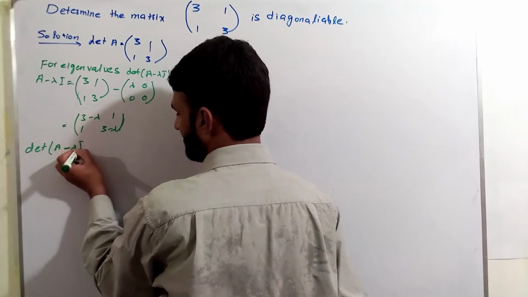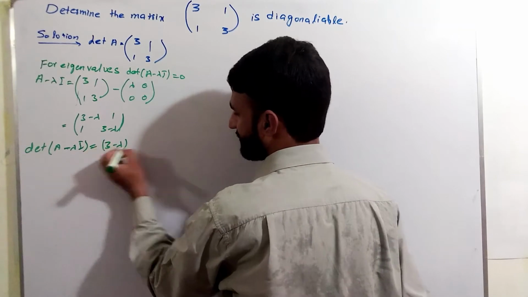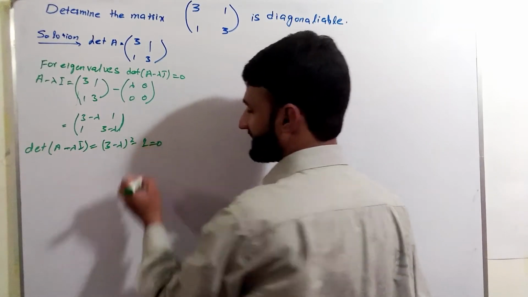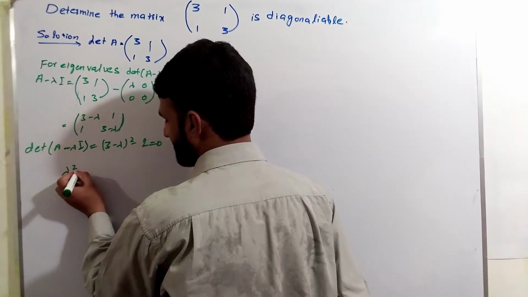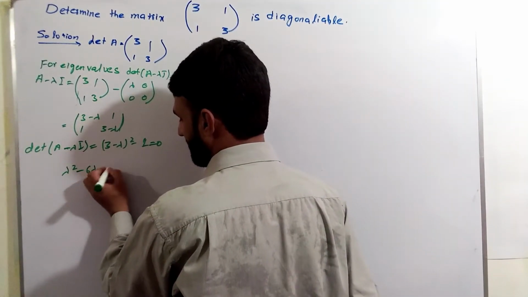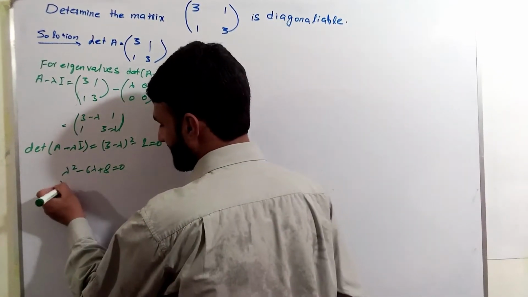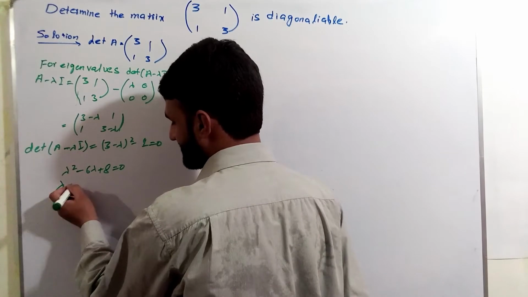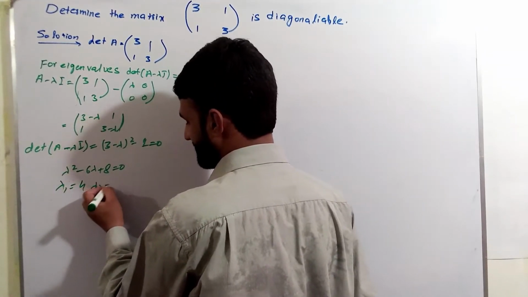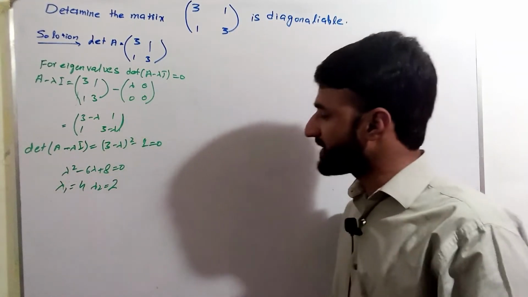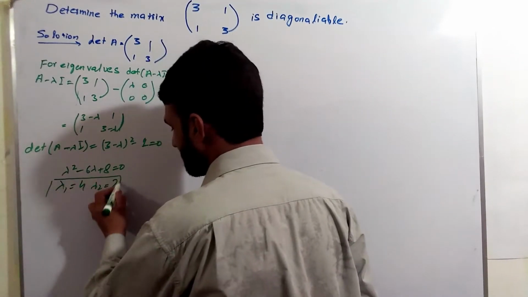The determinant is (3 minus lambda) squared minus 1, which is equal to 0. We can write this equation as lambda squared minus 6 lambda plus 8 equals 0. If we solve this, we obtain lambda 1 equal to 4 and lambda 2 equal to 2, right? We have obtained two eigenvalues, which are the required eigenvalues.